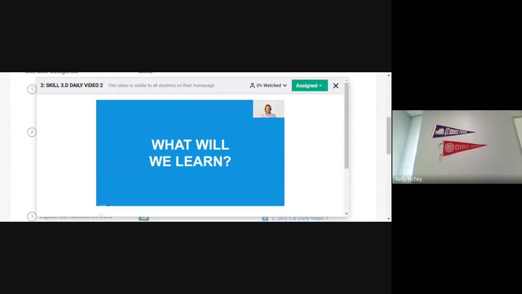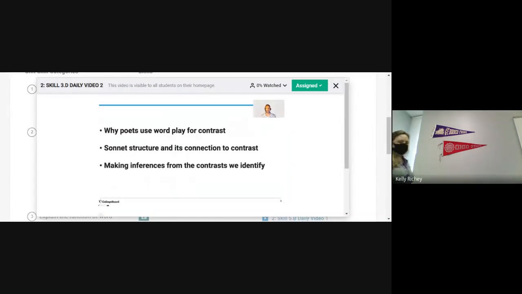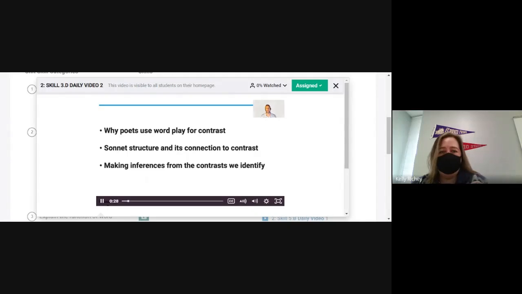And we're going to do the same thing here, but we're going to go, as I said, a little bit deeper and maybe work with a little bit more of a challenging poem to see if we can take those skills we introduced in the last video and put them into practice, but understand it in a much more thorough way. So the things that we're going to learn today, well, number one, why poets use wordplay for contrast. That's one thing that we're going to focus on.